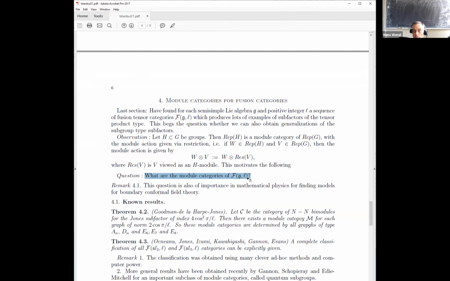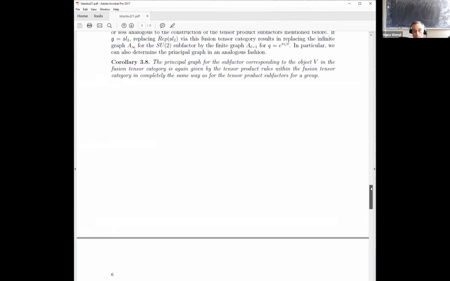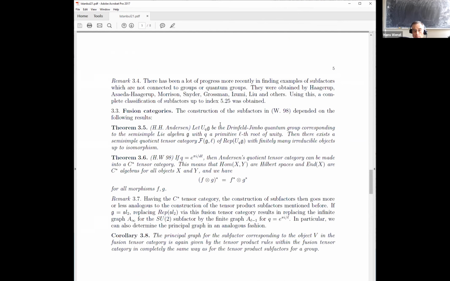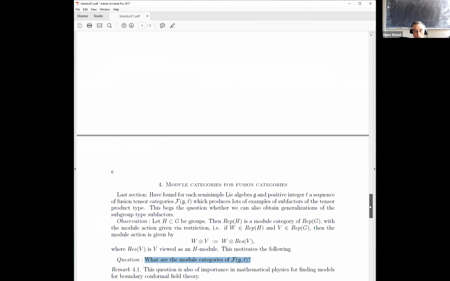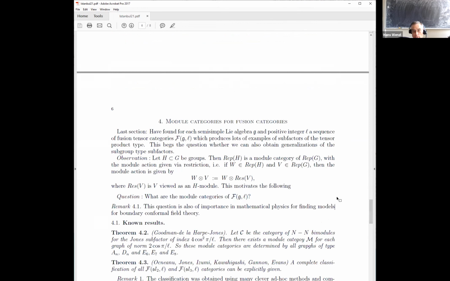So hence we get now the question, what are the module categories of such a fusion category, which we found up here by some complicated quotient construction? And maybe this is not just some completely esoteric thing. This question is also of importance in mathematical physics for finding models for boundary conformal field theory. Whatever this is, I will not go into this. But a lot of work has been done by mathematical physicists on that subject.